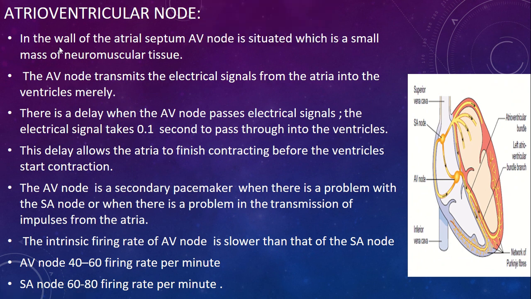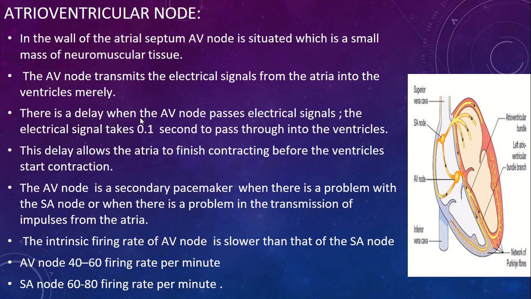In the wall of the atrial septum, the AV node is situated, which is a small mass of neuromuscular tissue. So this is the AV node. It is a small neuromuscular tissue, okay? The AV node transmits the electrical signals from the atria into the ventricles. So the purpose of the AV node is to transmit the electrical signals from the SA node, and from here to the bundle of His and the Purkinje fibers. Transmission is the main purpose of this AV node.